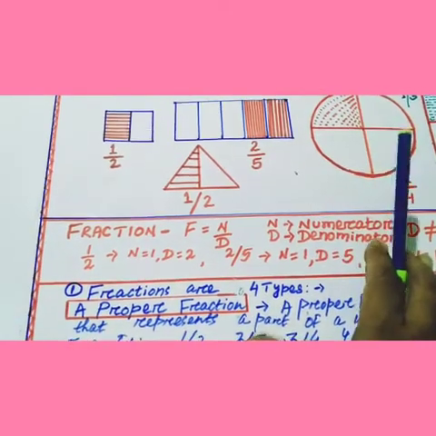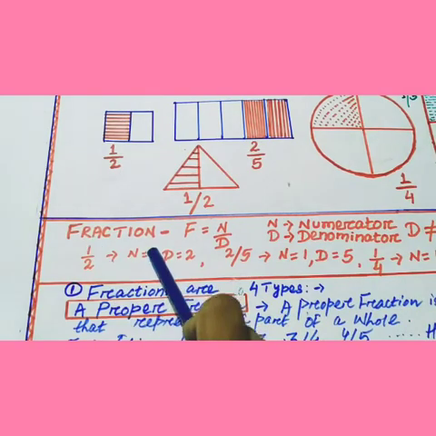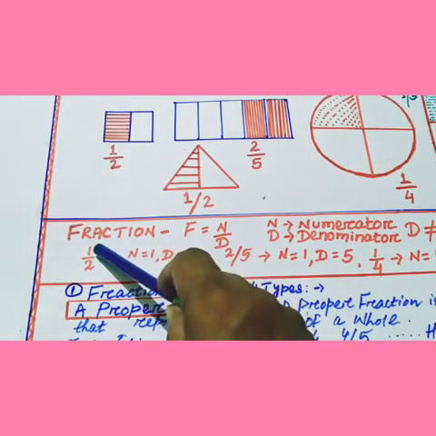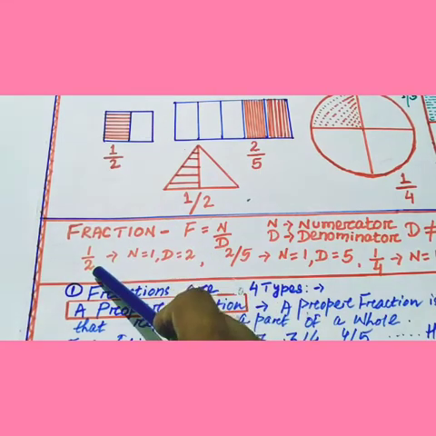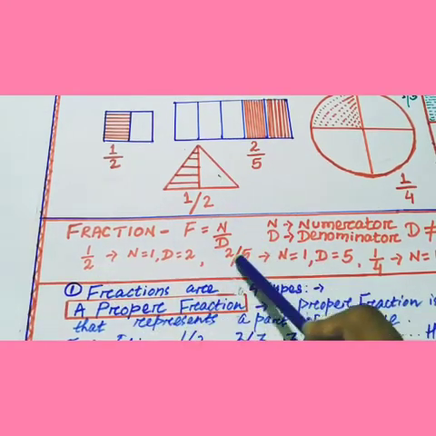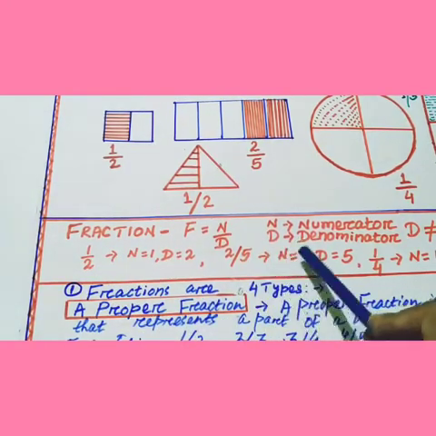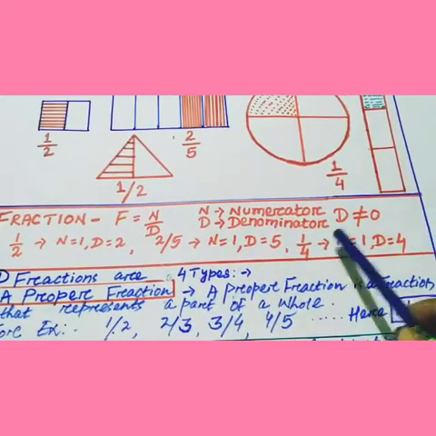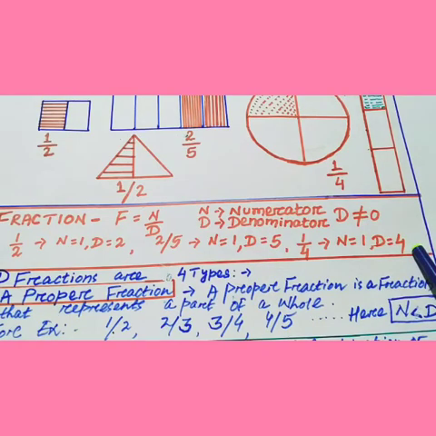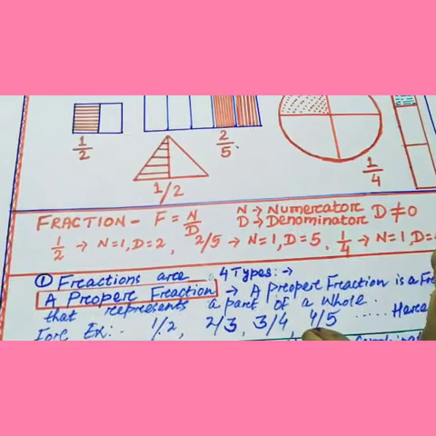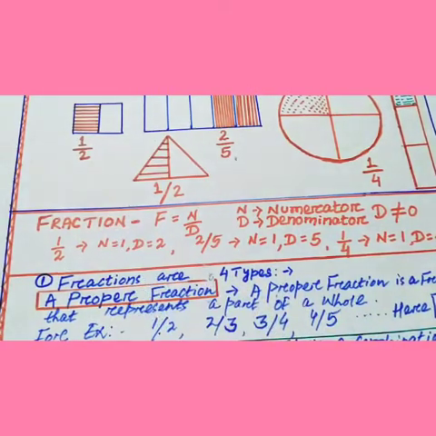For example, 1 by 2, here the numerator equals 1. The upper part of a fraction is the numerator and the lower part of a fraction is the denominator. So here the numerator is 1 and the denominator is 2. Similarly, 2 by 5. Here the numerator is 2, the denominator is 5. Similarly, 1 by 4, the numerator is 1, the denominator is 4.